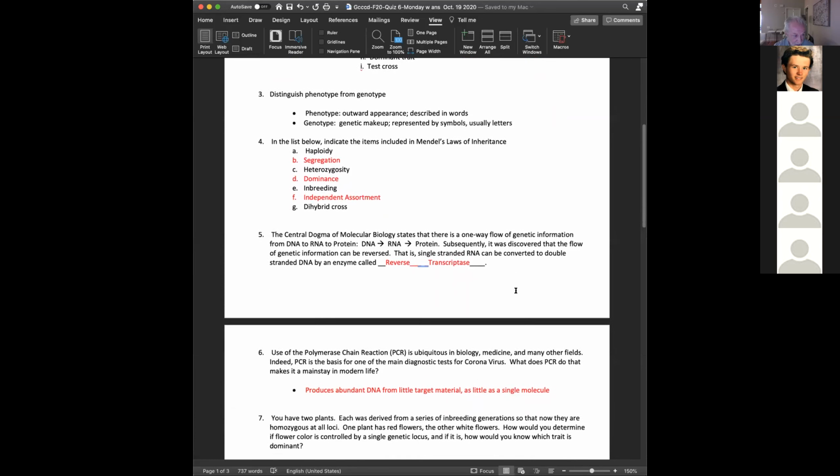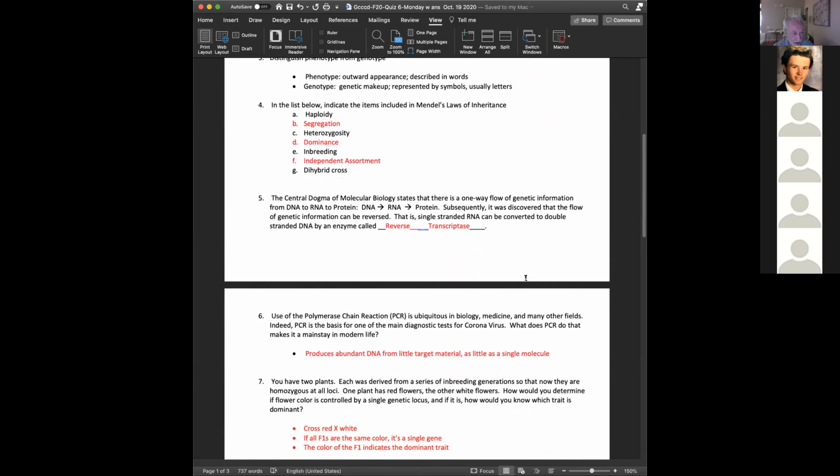And then number 5, again, most of you got this right. The discovery in the 1970s of reverse transcriptase completely revolutionized molecular biology, because now you can go backward from RNA to DNA.